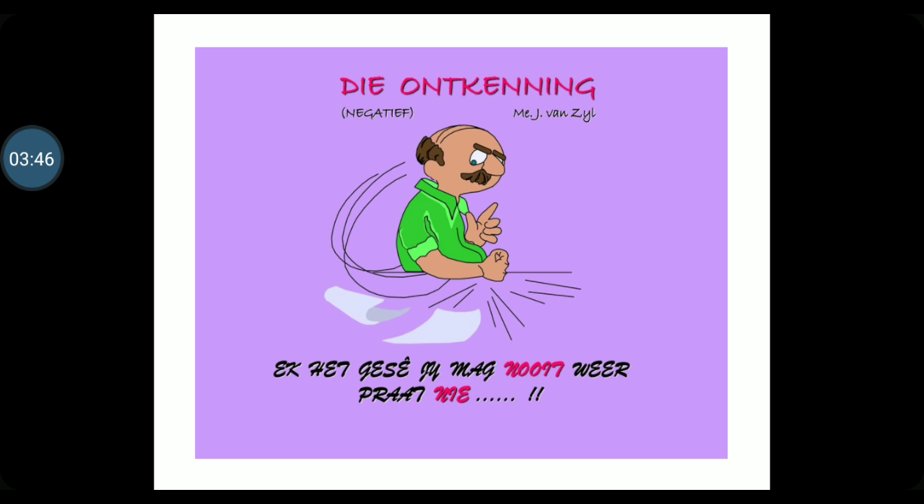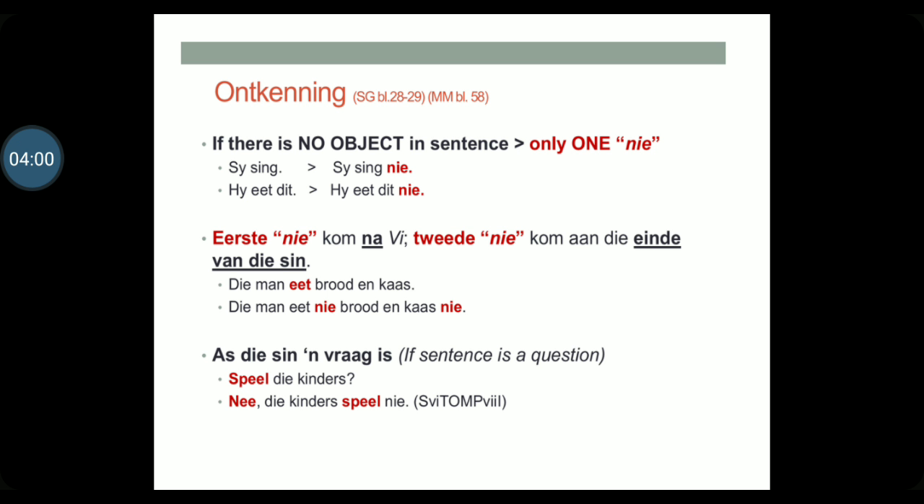Then the next thing we're going to look at is die ontkenning, so the negative form. So denying something in Afrikaans. Okay, so it's totally different compared to English. I will show you now. So we have a sentence, sy sing. But now, whenever there is no object within the sentence, so that sentence only has a verb, then there's only one nie to deny the sentence or make it into a negative. So sy sing nie. Hy eet dit nie.